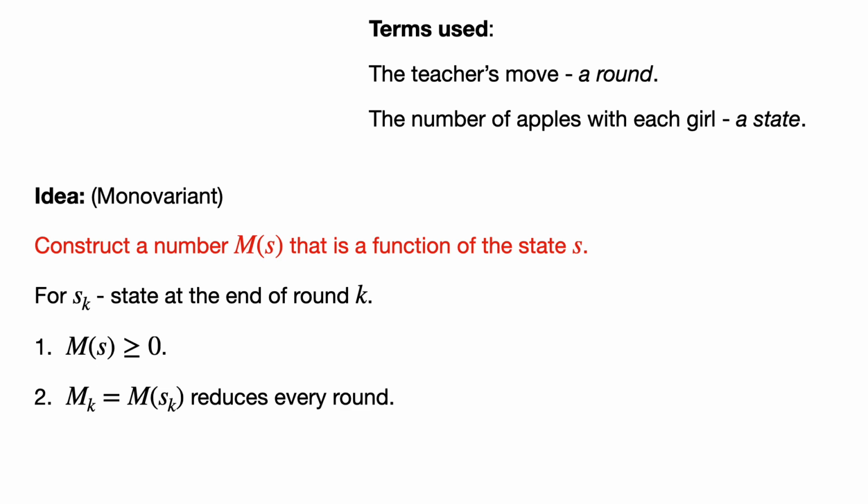What is the point of constructing such a number? Notice, if you have such a number, the teacher cannot make infinitely many moves. Because if the teacher did make infinitely many moves, then the number M will reduce every round and eventually the number will cross 0. That contradicts that M of S is always greater than or equal to 0. So this contradiction proves that the teacher cannot make infinitely many moves. So to prove that the process will stop, we just have to construct this number. So how do we solve this problem?